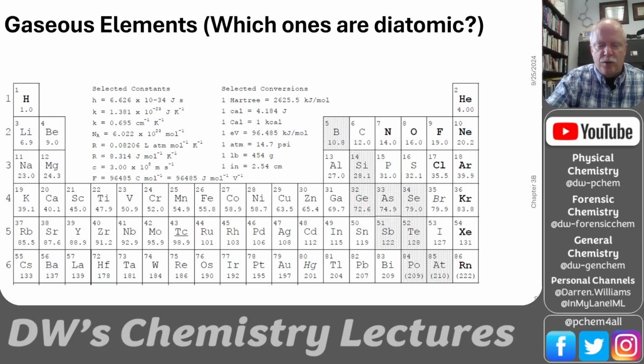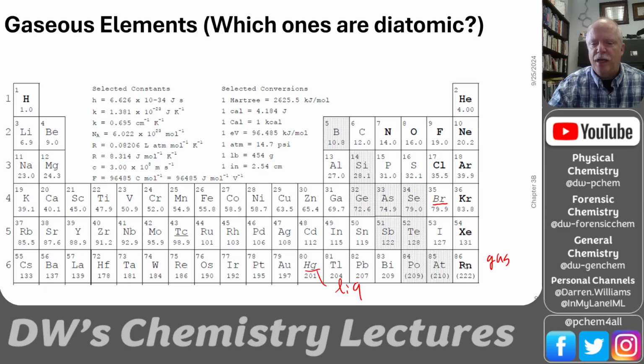Some of these problems require knowing that some elements come as diatomic species. If you look at the periodic table that I give you on the exam, you'll notice that some of the elements are bold, some are italics, and some are just regular. The italic ones, like bromine and mercury, are liquid at room temperature and 1 atmosphere. The bold ones here, like radon, are gas. So all of the bold ones are gas.